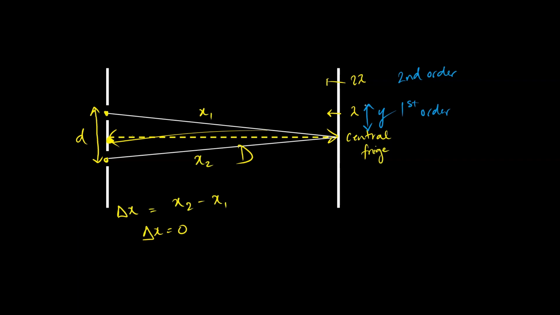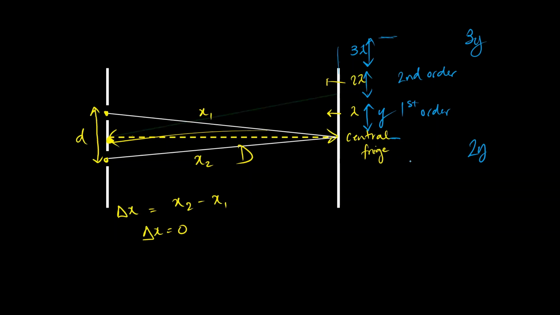So Y represents the distance between the first order and the central bright fringe. And we can even extend this a bit more. 2Y would be the distance between the second order and the central bright fringe. And if we extend this line and maybe add 3 lambda, then 3Y would represent the distance between the central bright fringe and the third order bright fringe.